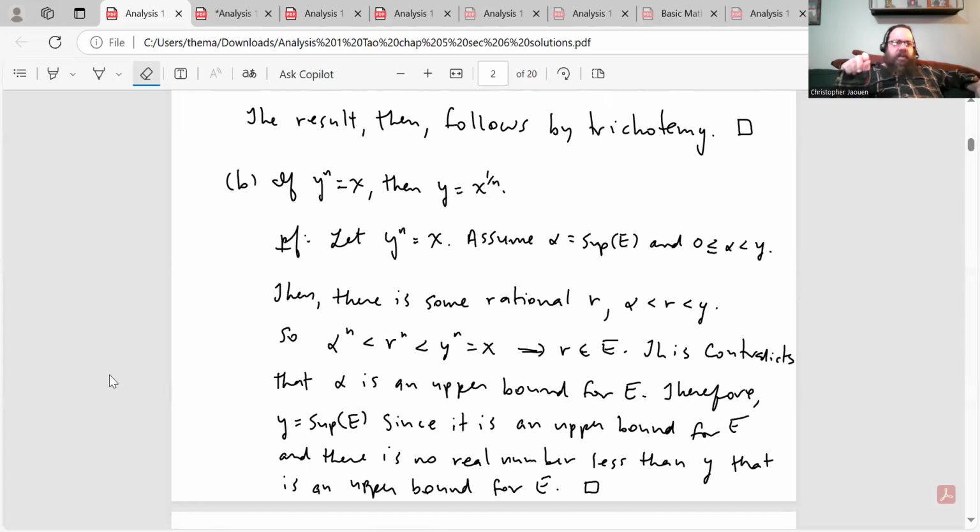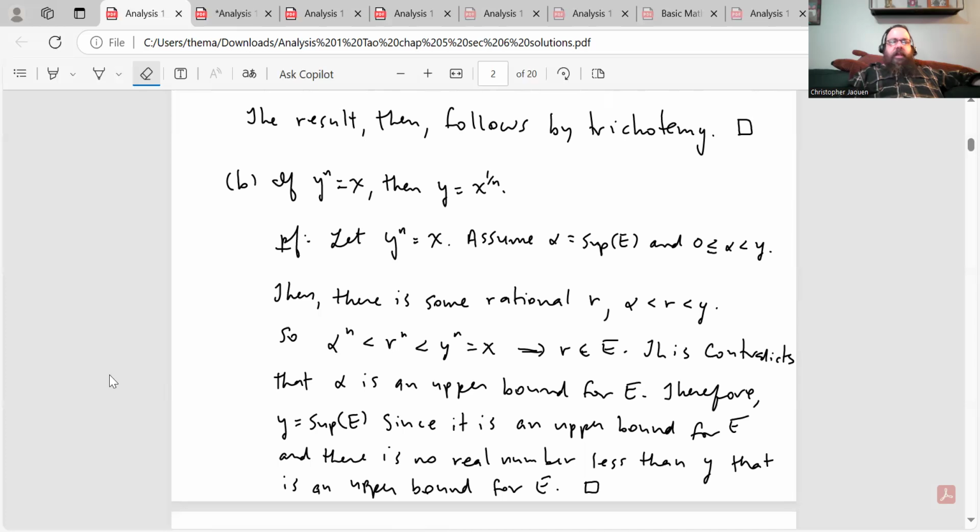Sorry, no, this is not the part. The second part is from the theorem. There's some rational r between alpha and y. We can always find a rational that satisfies that because we're assuming that alpha is less than y. There's a theorem in a previous section that says we can do that.